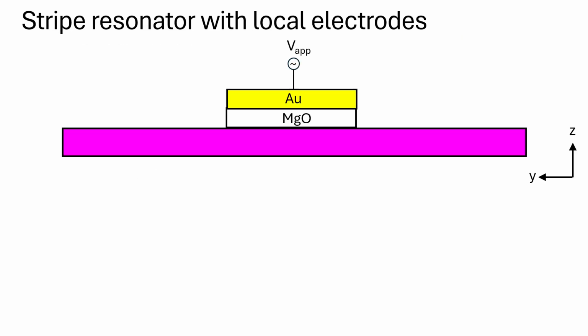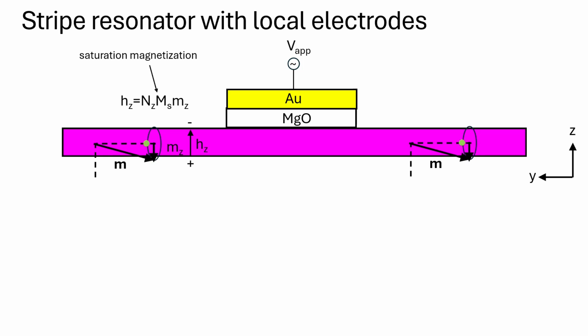Let us look at the resonator from the negative x direction. When a magnetic moment inside the stripe is set into precession, it will produce a demagnetization field Hz, which is proportional to Mz. In this equation, Ms is the saturation magnetization value of the magnetic material of the stripe. Nz is a geometrical constant. In a normal region of the stripe, Nz equals 1.